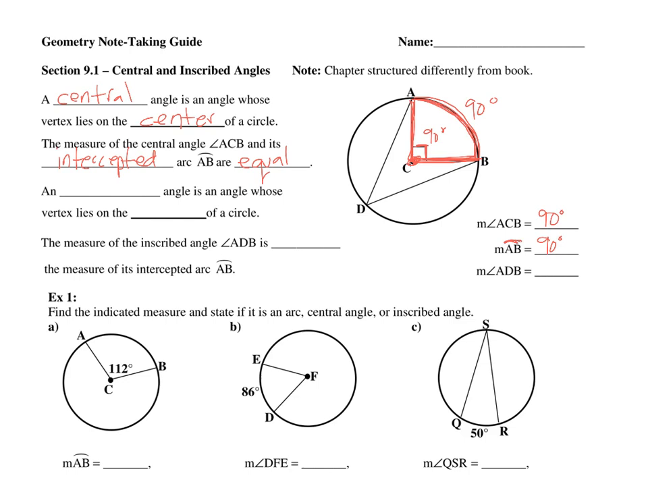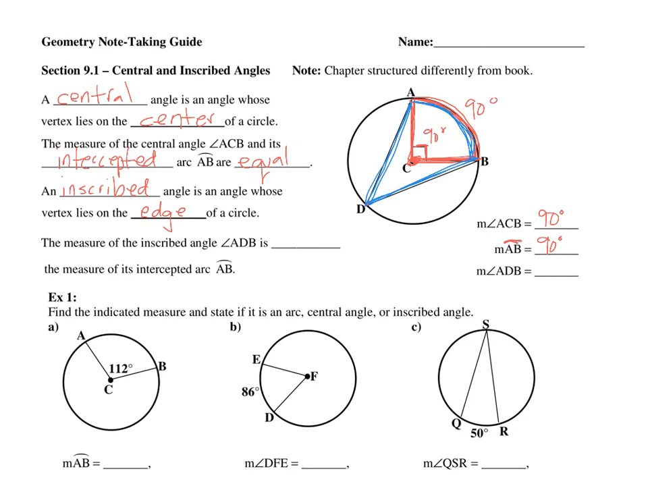The next type of angle, an inscribed angle, is an angle whose vertex lies on the edge of a circle. I used to say on, but some students misinterpreted that. So here's the edge of the circle, and this is my inscribed angle, and this is its intercepted arc.